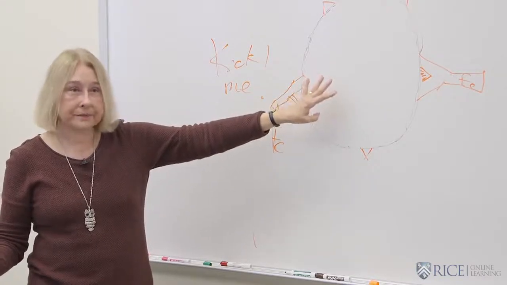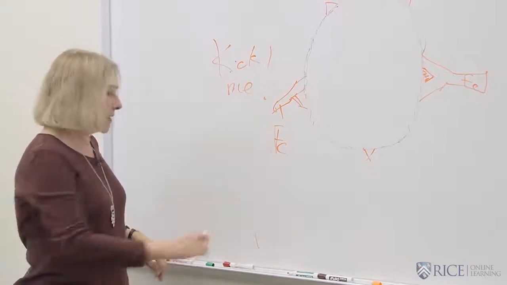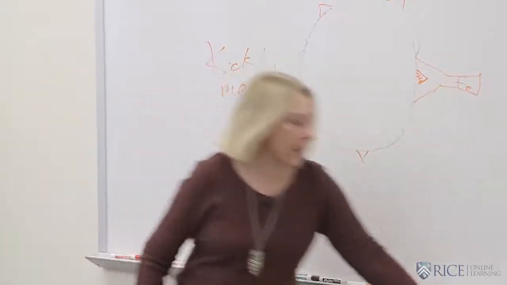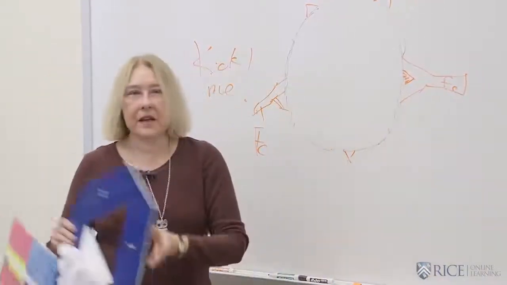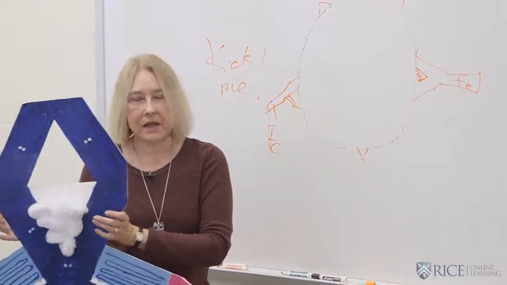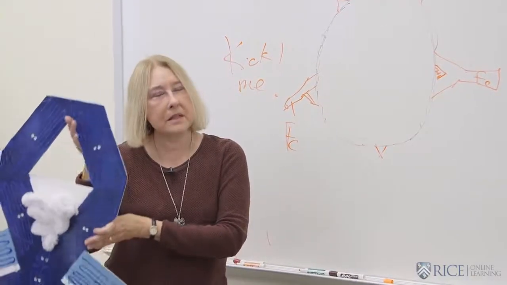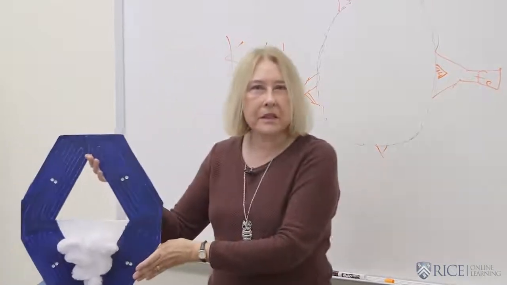Now, there's another part of the antibody that we have, and this is found in both A-class and M-class antibodies. These are the antibodies that are held together by the J chain.